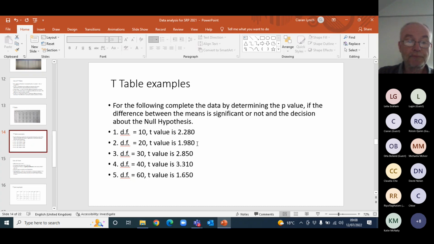Okay, let's try the next one. Degrees of freedom 20. The t-value is 1.980. Same thing again. Determine the p-value. State whether the difference between the means is significant or not, and then the decision about the null hypothesis. I'll wait 1 minute.